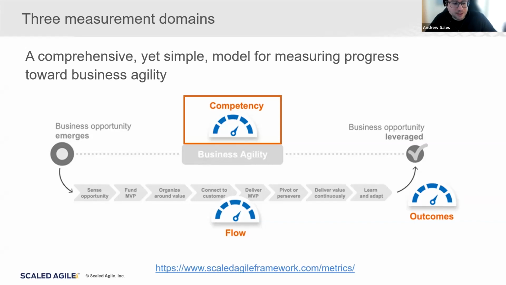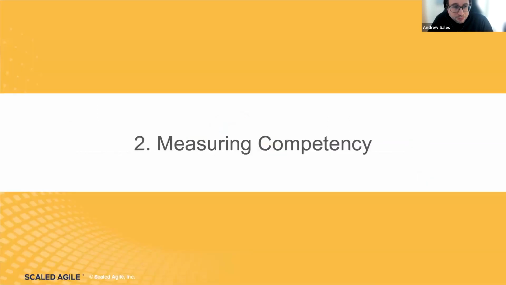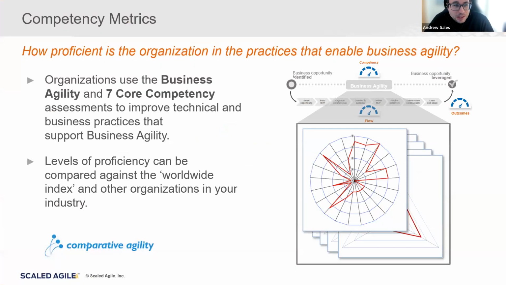Competency, though, is what I want to talk about today, because within SAFe, competency is measured through the SAFe assessments, and that's the topic of this particular meetup. So let's get into that and talk about how we do this. Within SAFe, we measure competency using the SAFe assessments, and we do this at 2 levels. We have the business agility assessment, which I'll show you shortly, that assesses competency at a more strategic level. How proficient are we in our ways of working across an entire portfolio?